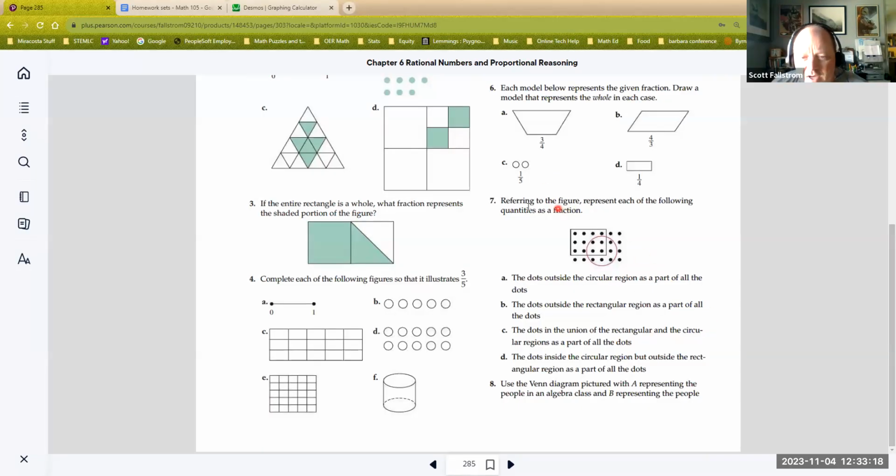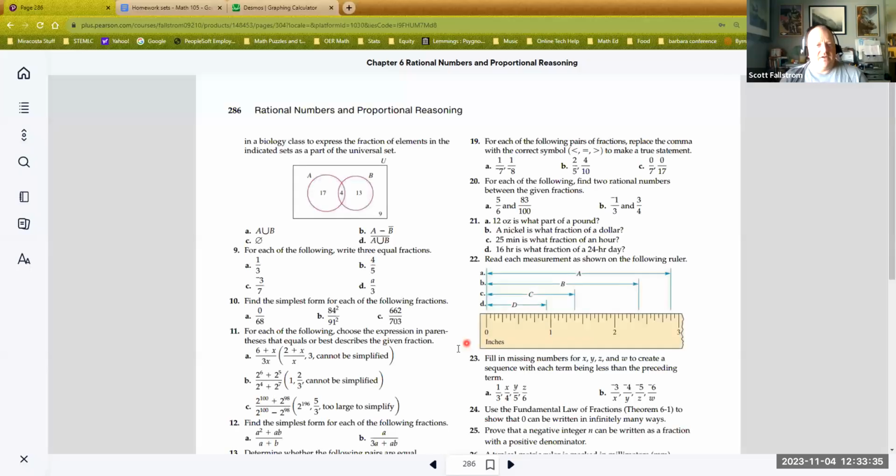All right, let's see here. Referring to the figure, represent each of the following quantities. Oh, okay. So the dots outside as part of all the dots. I'll let you write these. These are fractional pieces. And then we have a Venn diagram, which is great. Jumping back to chapter 2 with Venn diagrams. And you have to figure out the fractional piece. The union has what fraction of the universal set?